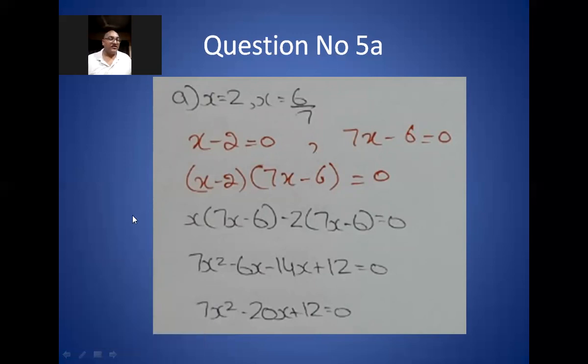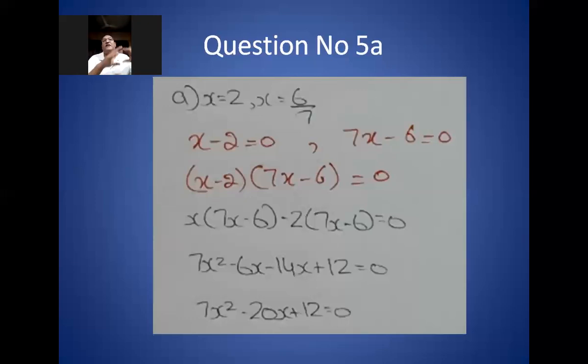My dear students, we are done with question number 4. So now we are starting question number 5. Question number 5 is very important. That question never showed up in the chapter. It appeared only in the review exercise.